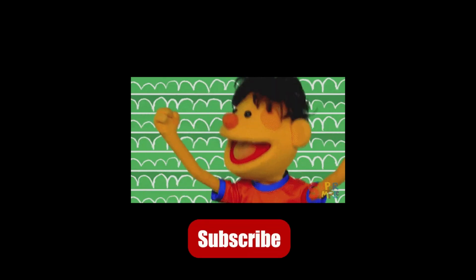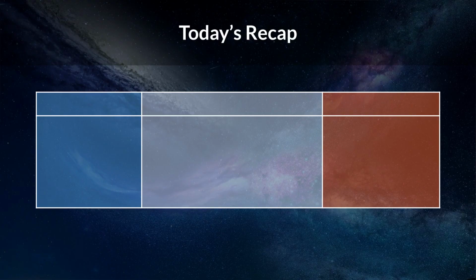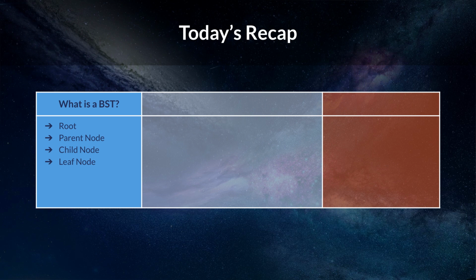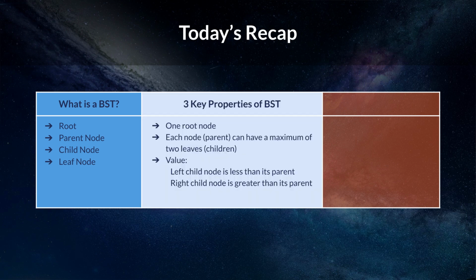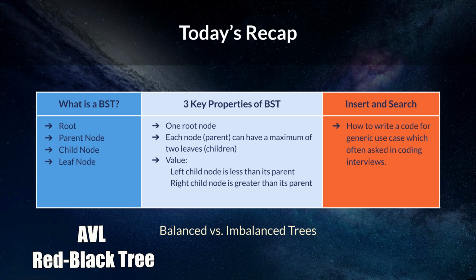And that wraps up our deep dive into the binary search tree. Let's do a quick recap. We hope this video helped you understand what is a binary search tree, what are the 3 key properties, and how to write a generic Python code for search and insert functions. In our video, we also quickly touched on the difference between balanced versus imbalanced tree. There are algorithms like AVL or red-black tree which have self-balanced property that will help our code reach maximum efficiency. And we will cover these advanced topics in a future video.